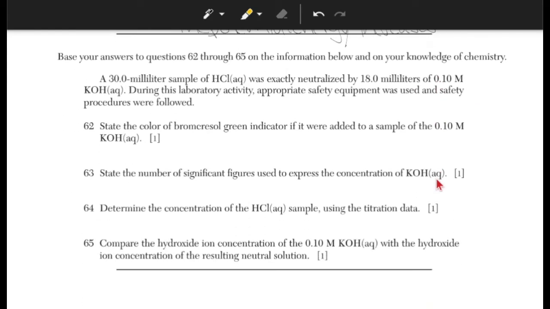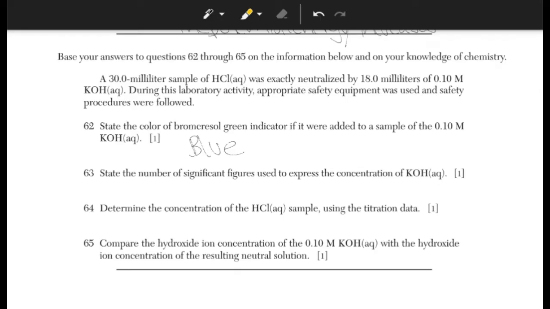A 30 milliliter sample of HCl was exactly neutralized by 18 milliliters of 0.10 M KOH. During this laboratory activity, appropriate safety equipment was used and safety procedures were followed. State the color of bromothymol blue... of bromocresol green indicator if it were added to a sample of the 0.10 M KOH. KOH is a base, as seen by its presence on Table L. Bases have a pH value greater than 7. If bromocresol green was present in a substance with a pH greater than 7, it would be blue, because when the pH value is greater than 5.4, bromocresol green will be blue.